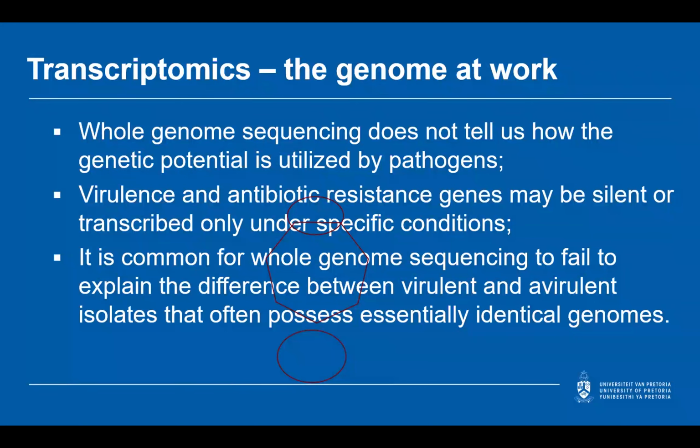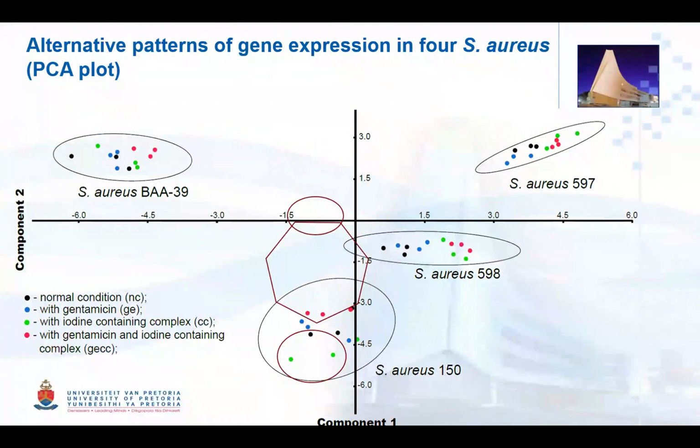In this case, we want to use RNA sequences to analyze how genes are used by bacteria, not only which genes are present, but whether bacteria use this gene and at which conditions. For example, here, it's an interesting analysis where we analyzed distribution patterns of gene regulation in different Staphylococcus aureus microorganisms.